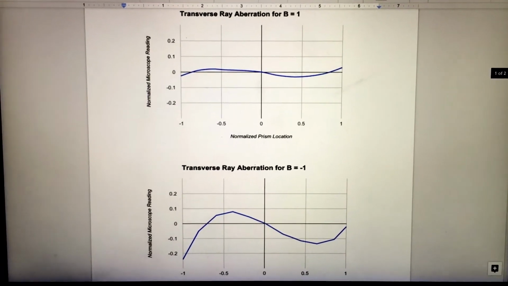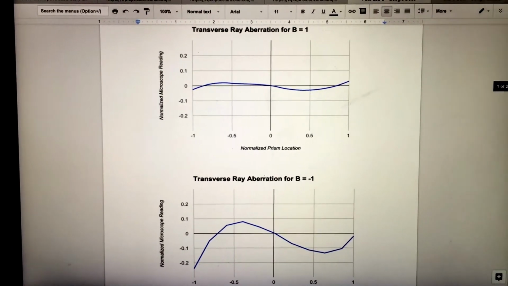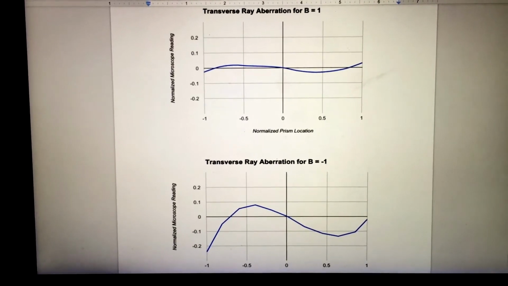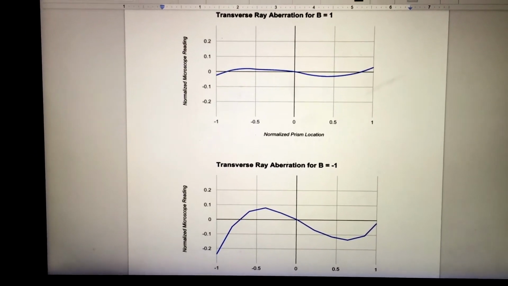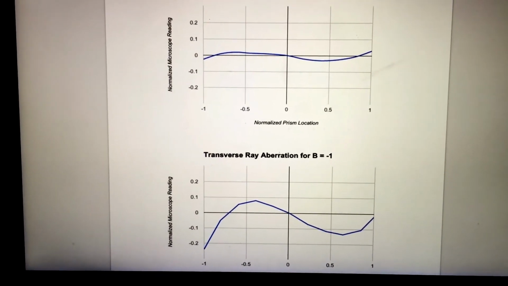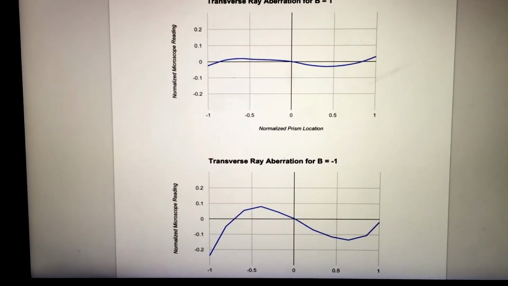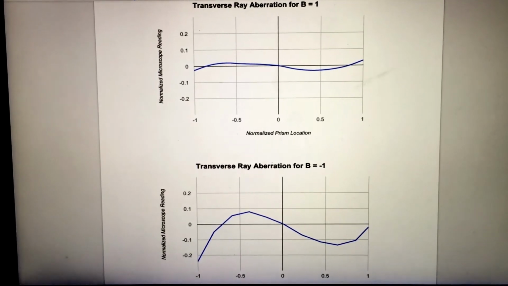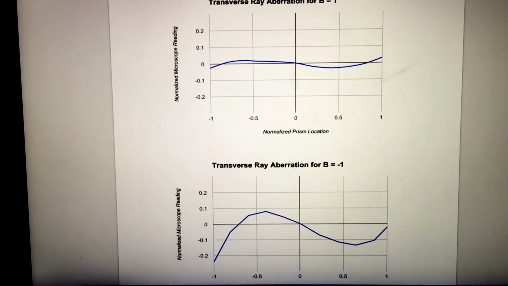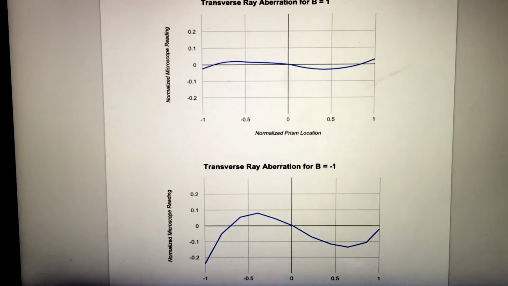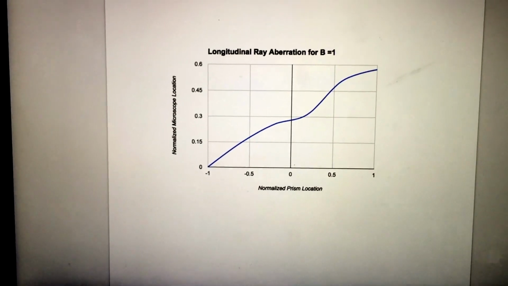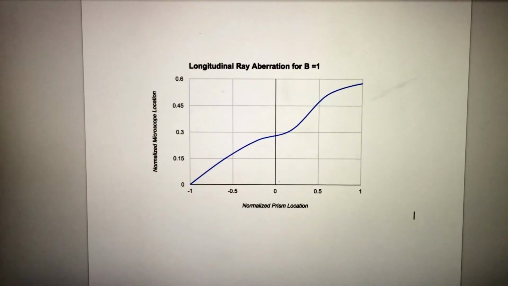So these are our ray aberrations for our on-axis ray. We were able to calculate these for their different shape factors, b=-1, which was the convex side facing the laser, and b=1, which was the plano side facing the laser. We were able to obtain this data by normalizing our microscope reading and our prism location. We normalized our microscope reading by referencing on the Hartmann mask from our actual position to the central hole. And we can see that we had more aberration for our shape factor of -1, which is kind of what we had predicted in our pre-lab. We were also able to calculate our longitudinal ray aberration for our shape factor of +1, and this is what we got.